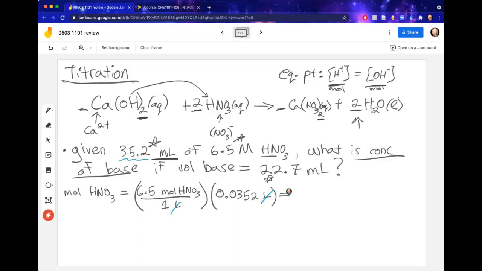And the only reason I'm doing this stepwise is so that you actually see each of the steps. If you just memorize a process, then you won't understand necessarily that this condition is moles equals moles. You might just assume that it's the same as dilution, which is not necessarily true. So in this case, let's get a value. 6.5 times 0.0352, 0.2288 moles of HNO3.